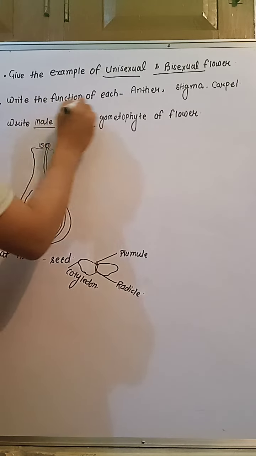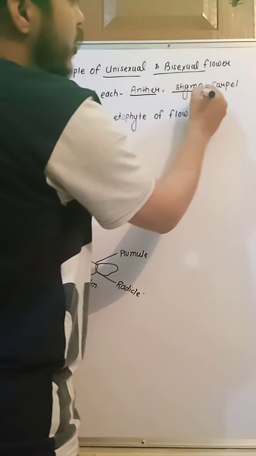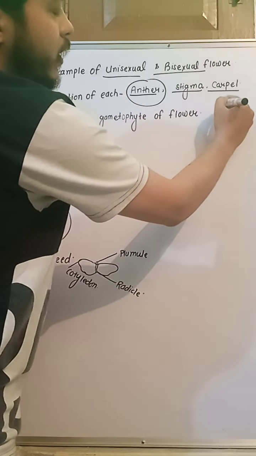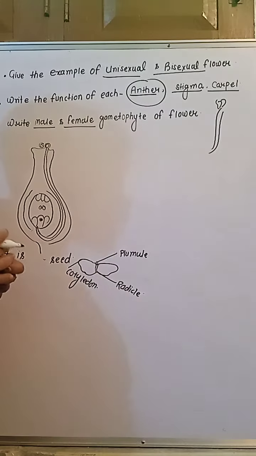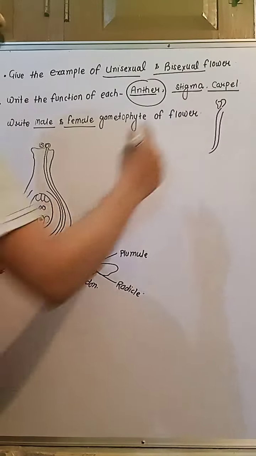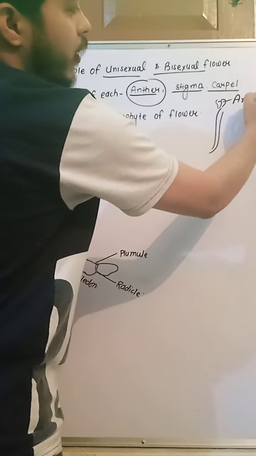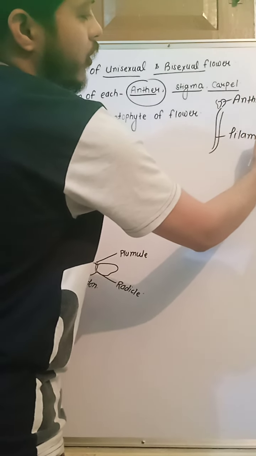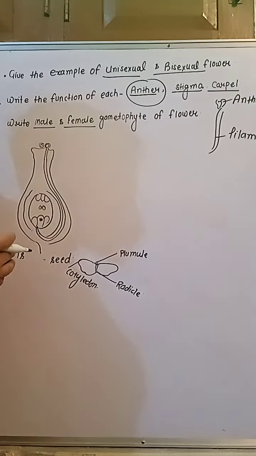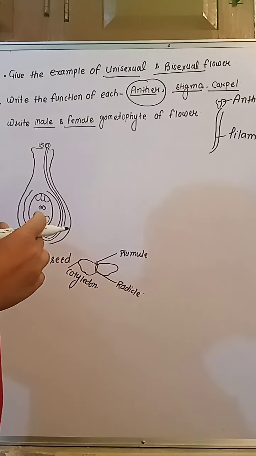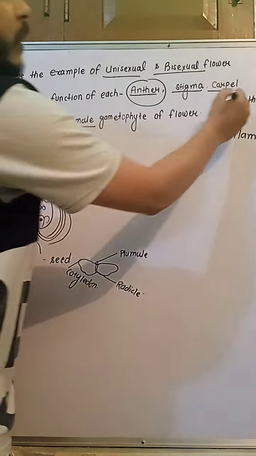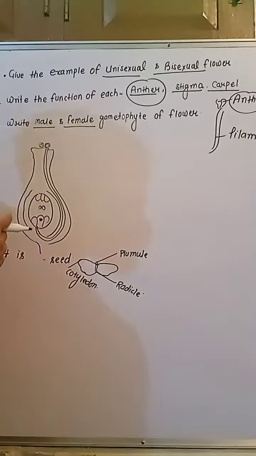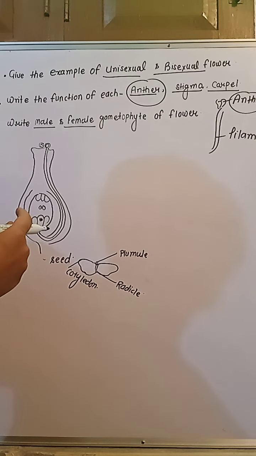Okay, write the function of each one: anther, stigma and carpel. So what is anther? Anther looks like this. Anther represents the male part of the flower. It contains anther and another part, that is filament. They are commonly known as stamen. So stamen represents the male part of the flower. Inside the anther, what is formed? Pollen grain. Inside the anther, pollen grain is formed, that is the male gametophyte. Clear?